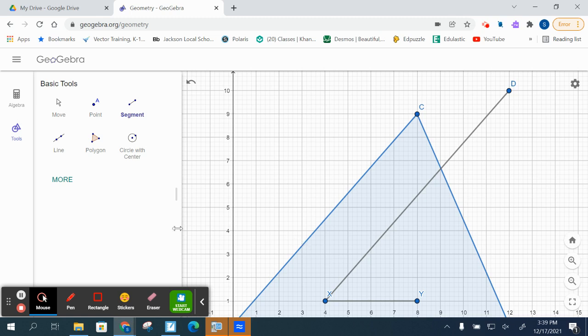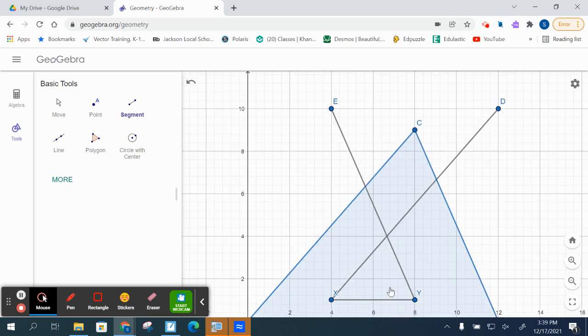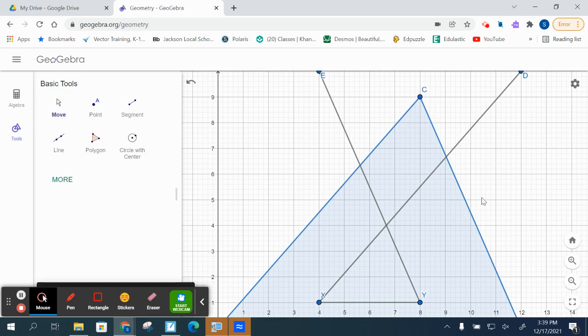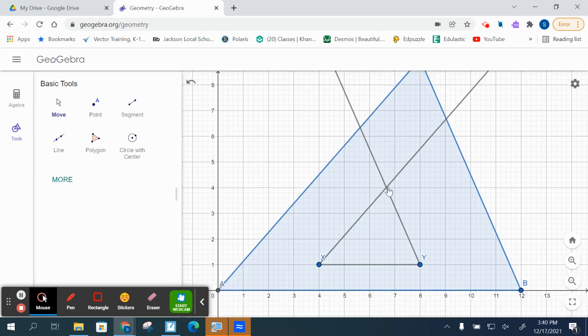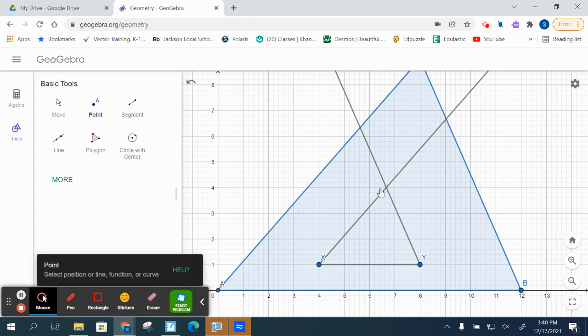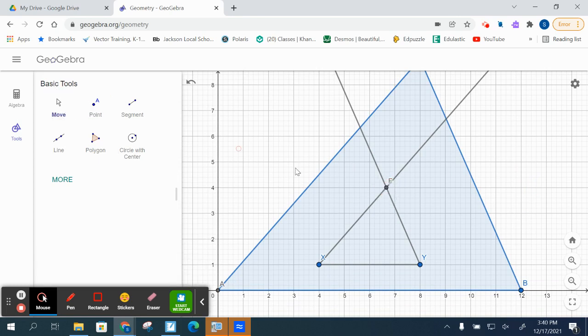And then draw another line segment from point Y that's parallel to BC. So BC, we're going up 9 and over 4, from 12 to 4. So from Y, we're going to go up 9 over 1, 2, 3, 4, from 8 to 4. And then what we've done here is we've made a triangle, and we're going to label this as Z. So we click on the point tool, intersect, and then label it Z.